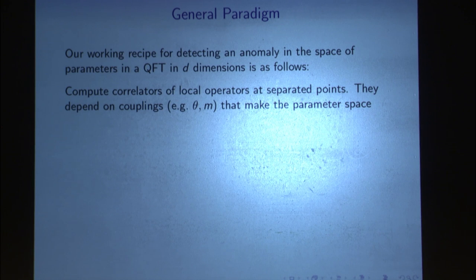Okay, so we've seen a couple examples. Let me try and tell you what our working understanding of the general paradigm is. So what's our working way of detecting an anomaly in the space of parameters? To start, you take the local operators in your quantum field theory, and you look at their correlation functions at separated points. These depend on some coupling constants like theta, m, and so forth, and these make up the parameter space that we're interested in.